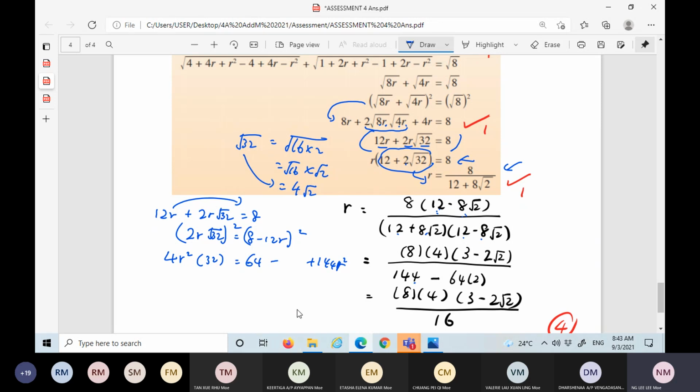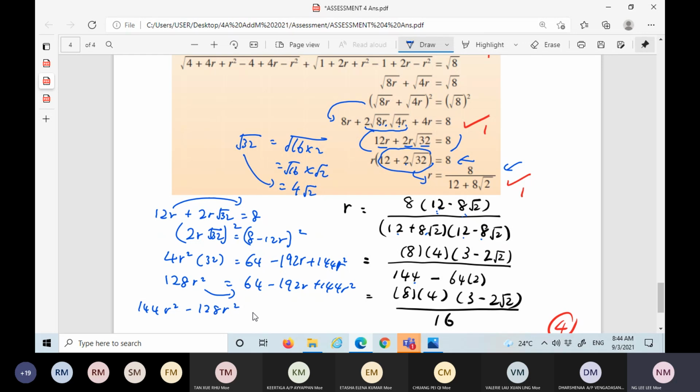Calculator. 8 times 12 times 2. 192, 192R. Then 32 times 4, 128. Here is 128, here 144. So I'm going to move this one to this side. So 144 minus 128.